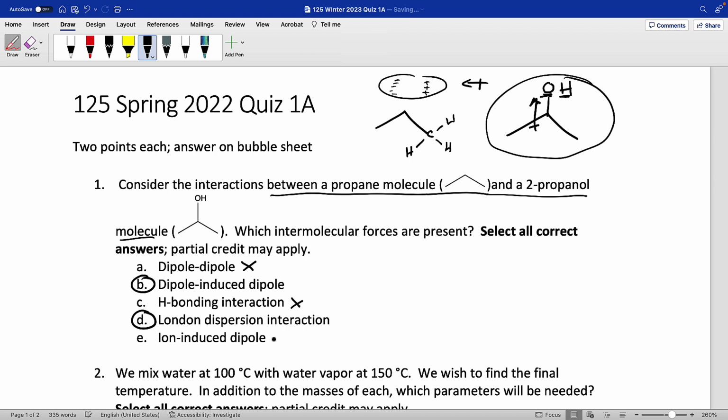And then ion-induced dipole, we'd have to have an ion and then a second molecule for it to act on. As long as there's an ion present, we will have ion-induced dipole, but we don't have any ions here, so we can cross that one off. So it's B and D.